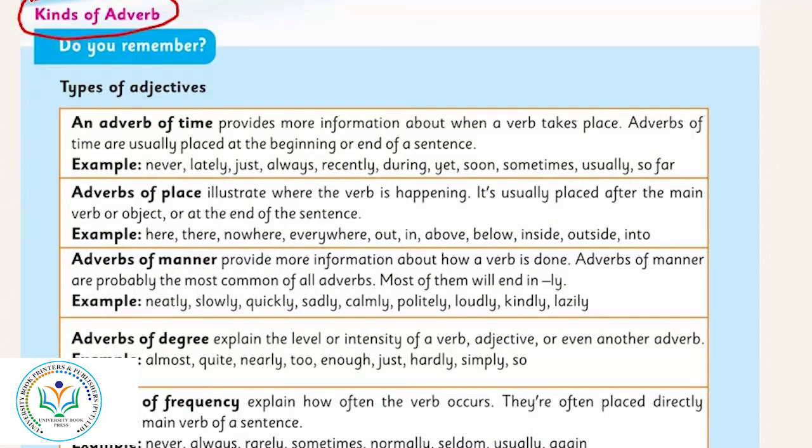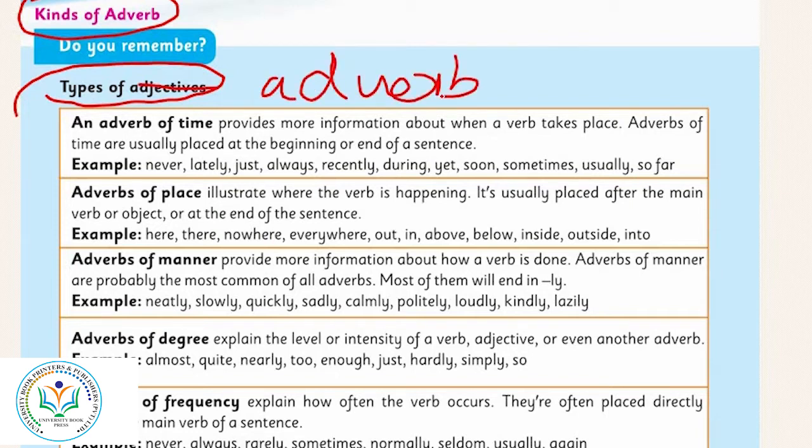Page number 78 of your textbook. We have types of adverb here. An adverb of time provides more information about when a verb takes place, and adverbs of time are usually placed at the beginning or end of a sentence.